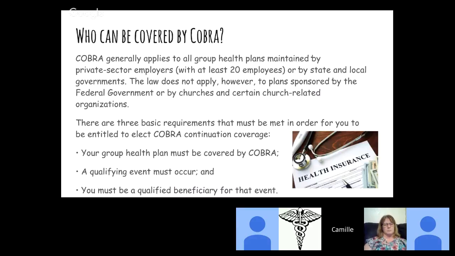So COBRA continuation coverage is usually available for up to 18 months after it has begun, and it can vary depending on the situation. It can get up to even 36 months. And as I did a little bit of research on COBRA, I learned that it's not always the cheapest route for people. So it's always good to look into your other options before necessarily choosing this plan.